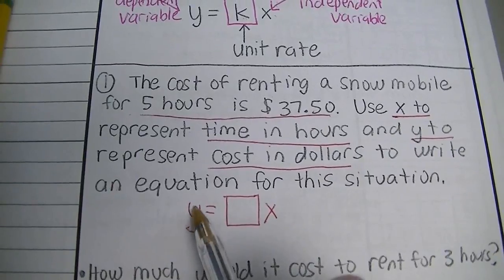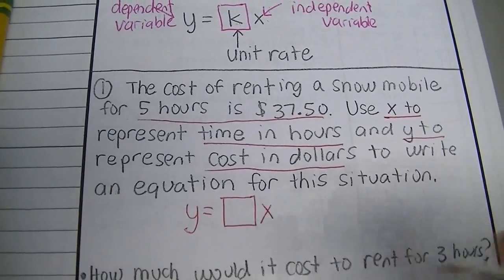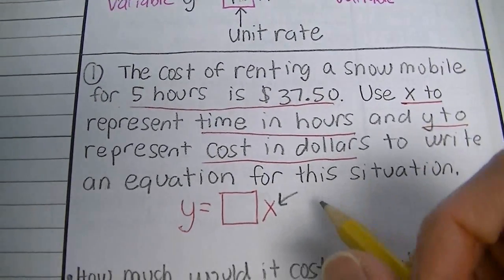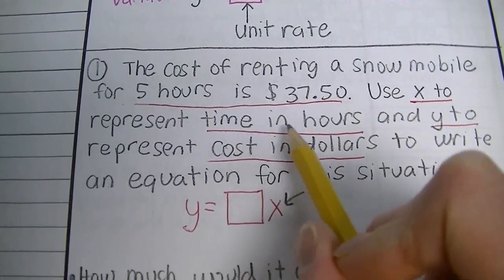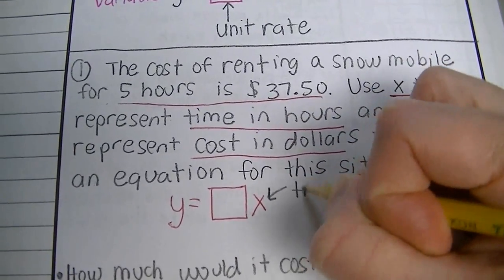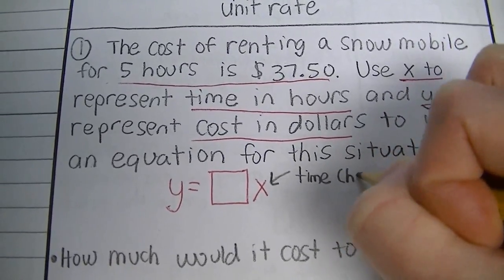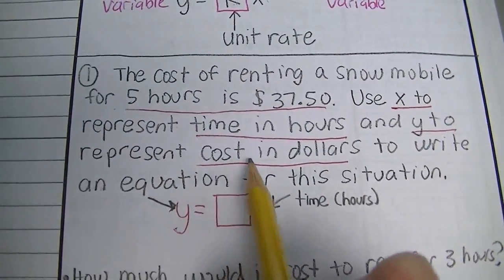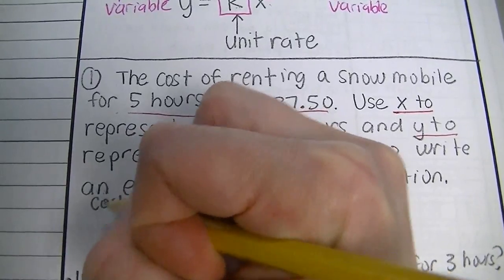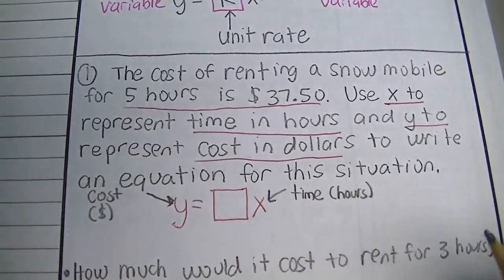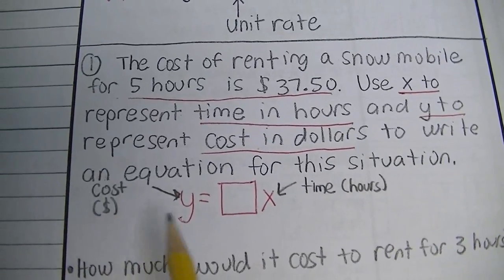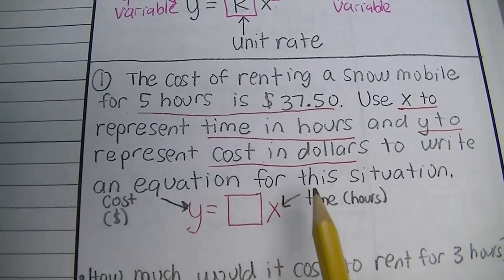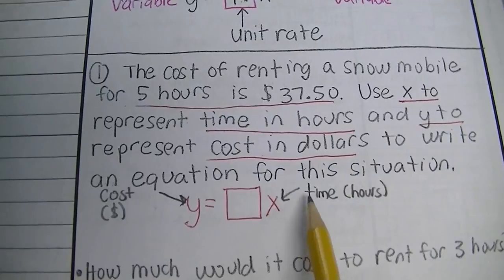Now that we have these variables in place, the dependent variable and the independent variable, we're going to label those. So the x represents time, and I know that because it says it right here. Use x to represent time in hours. So that's time, and if you want, you could put hours, so you're more precise. And then this y, which is the dependent variable, that represents cost in dollars. And in parentheses, I'll just put a dollar sign so you know it's in dollars, okay? So this makes sense that y is the dependent variable, and x is the independent variable, because doesn't the cost depend on how many hours you spent renting it?